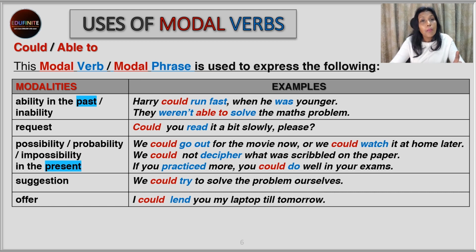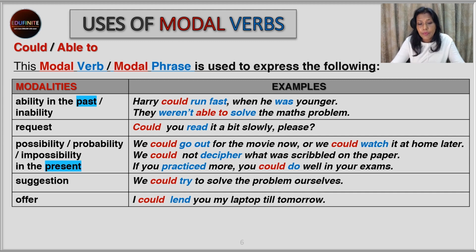Well, next is possibility, probability, or improbability in the present. So you see, we use could also for past as well as for present. We could go out for the movie now, or we could watch it at home later. So this is the possibility. We can go out now, or if we do not go out now, we could watch it later at home.